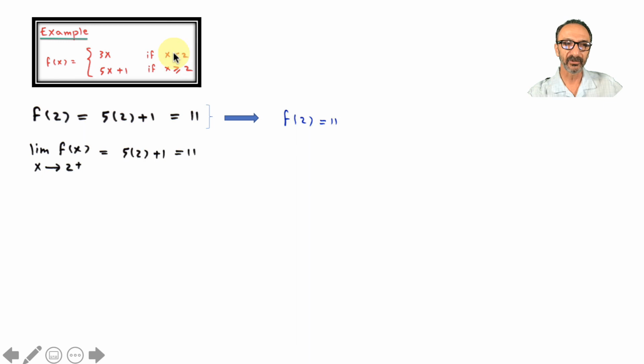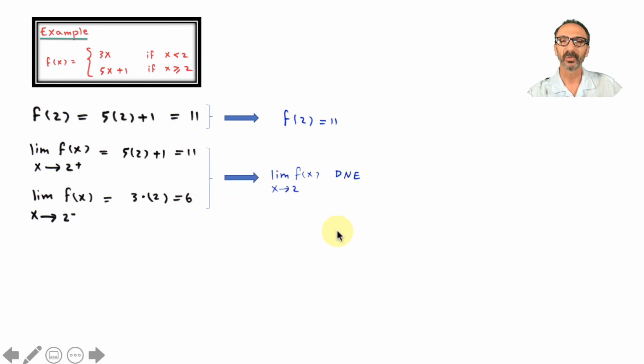When you are to the left of 2, approaching 2 from the left, you should be using 3x, not 5x plus 1. And that's right here. Approaching 2 from the left, I should multiply 3 times x, which is, in this case, I have no problem to write 3 times 2, which is 6. But the limit from the right is 11, and the limit from the left is 6. That is what we say: the limit as x approaches 2 does not exist. So this function right here has a jump, and it's not continuous at x equals 2.